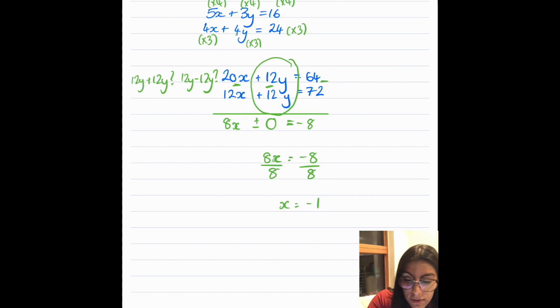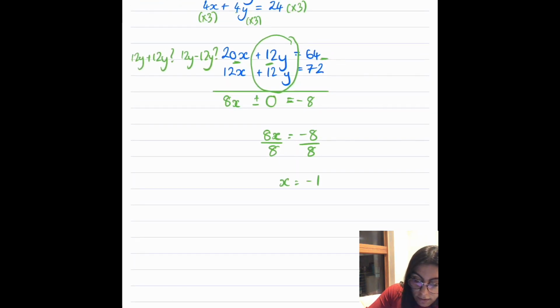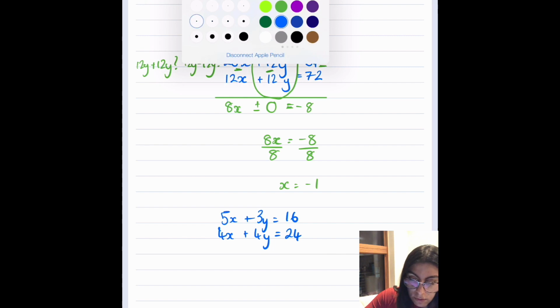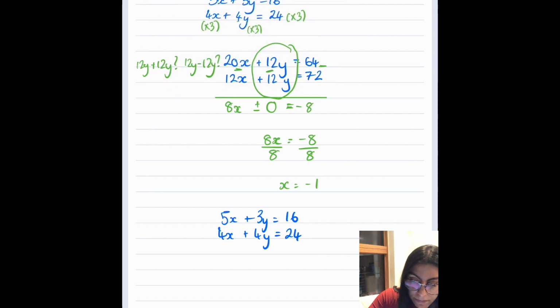So now to work out the second variable, I'm just going to write out my equations again in blue. I'm going to do the same thing. I'm going to write out my original equations this time round. So I'm going to have 5x plus 3y equals 16. And I'm going to have 4x plus 4y equals 24, and we're going to go about working these out. So again, I'll do the working out for this one in a different colour so that it stands out. So we'll go for purple.